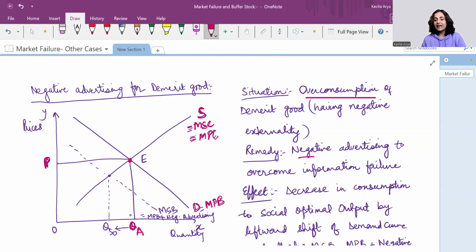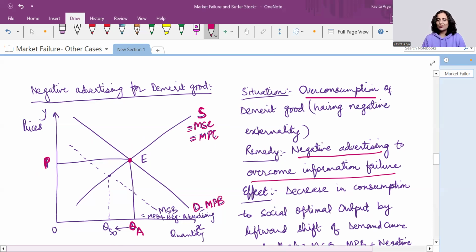So what is the remedy? Negative advertising would overcome this information failure, and negative advertising means we should clearly give out what the negative effects of consuming these are, so that people who are consuming these should consume less, right? So if we want to show the welfare loss here, can we? Yes, the welfare loss always points towards the social optimum level of output. So this diagram showcases the gap between the actual situation and the desired situation, but the triangle should be pointing towards the social optimal level of output. So this is the gap.